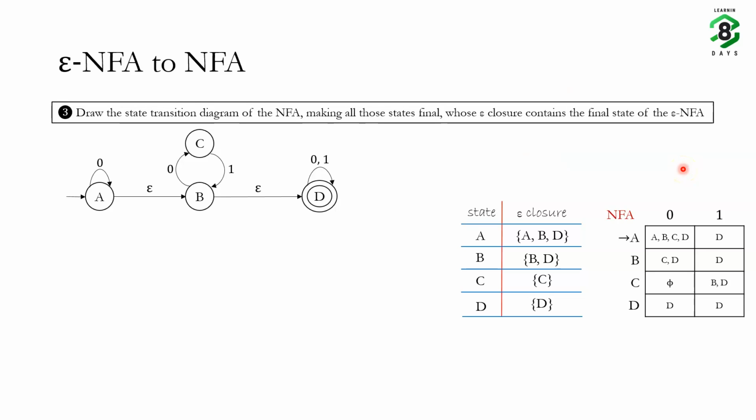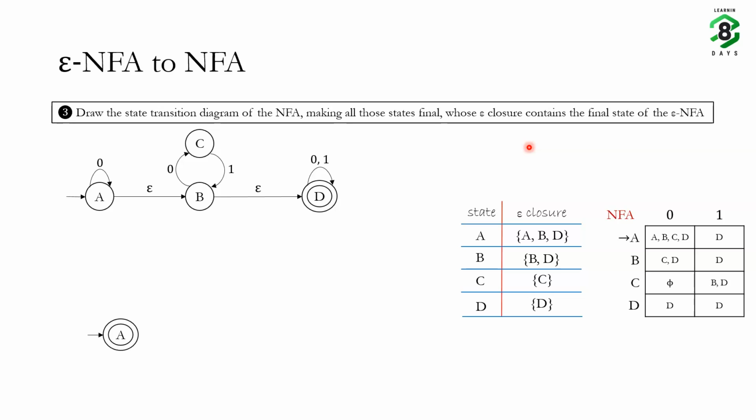Okay. So the next step is to draw the state transition diagram of the NFA, making all those states final whose Epsilon closure contains the final state of the Epsilon NFA. So what is the final state of the Epsilon NFA? That is state D. And which are the states whose Epsilon closure contains that state? It is state A, B and D. So in the corresponding NFA, states A, B and D should be final states.